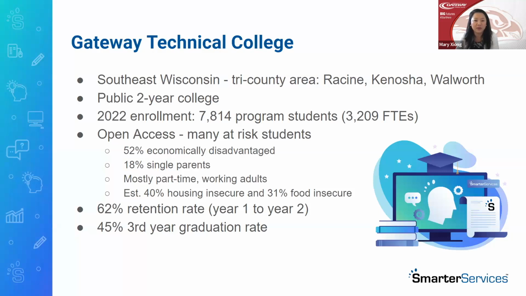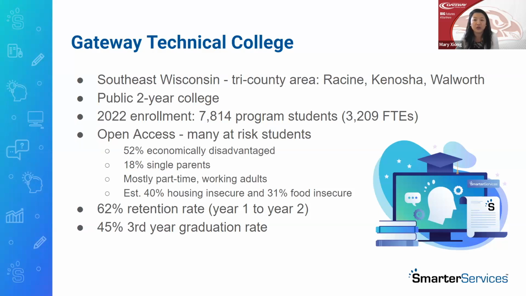So a little bit about Gateway Technical College is that we're located in Southeast Wisconsin in a tri-county area, Racine, Kenosha, and Walworth. We're a public two-year college. In 2022, we enrolled over 7,000 students, almost 8,000 students. And many of our students are considered at risk because we are an open access college. This means that about 52% of our students are economically disadvantaged. We have about 18% who are single parents, and they're mostly part-time working adult students. We also have an estimated 40% housing insecurities and 31% food insecurities as well.